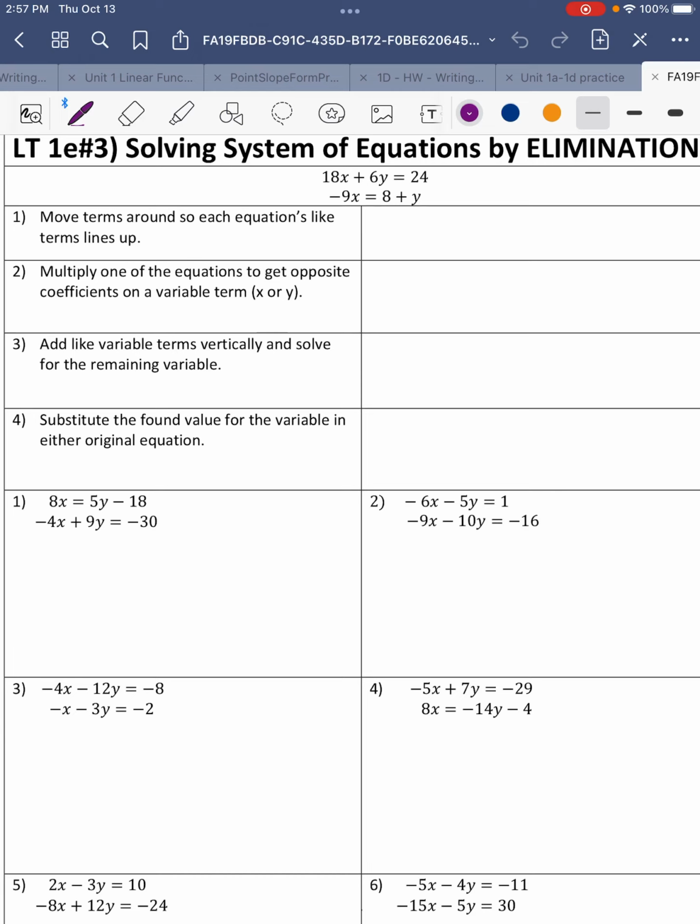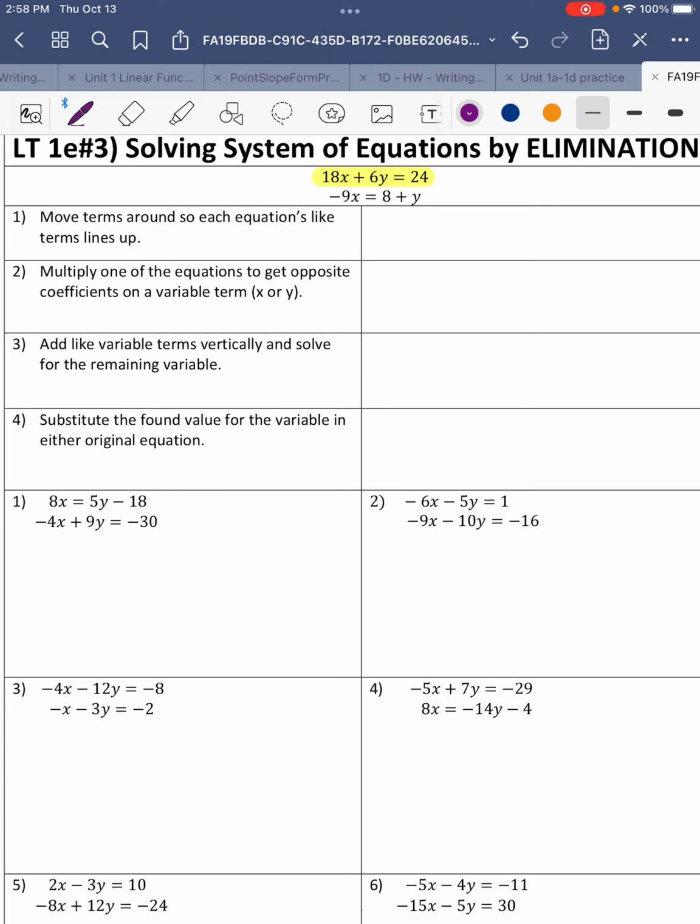All right, our steps: move terms around so that in each equation like terms line up, meaning we need to vertically line up our x's, vertically line up our y's, and vertically line up our constants and our equal signs. Well, they're not right now, so we got some work to do. Typically, we get every equation in standard form. So we want x and y terms on one side. That's going to be the easiest.